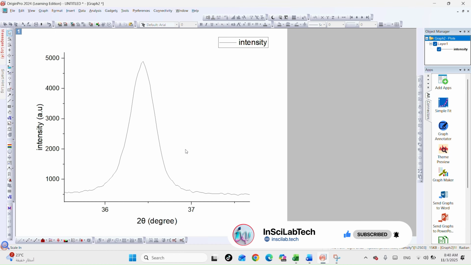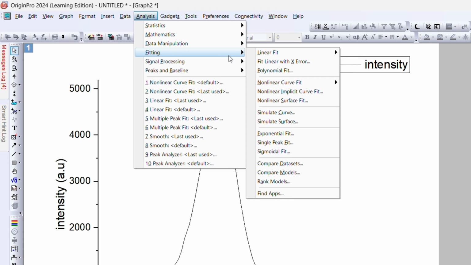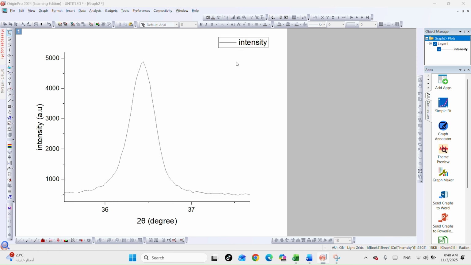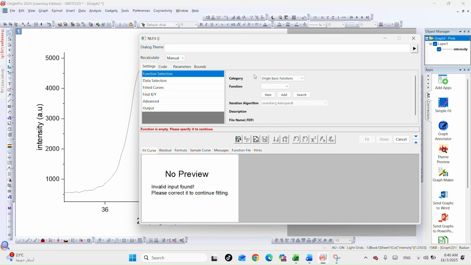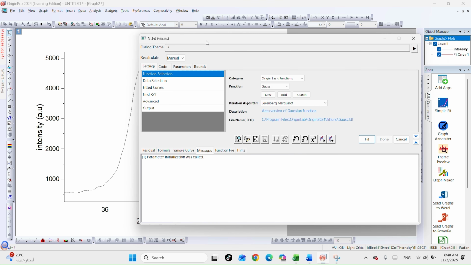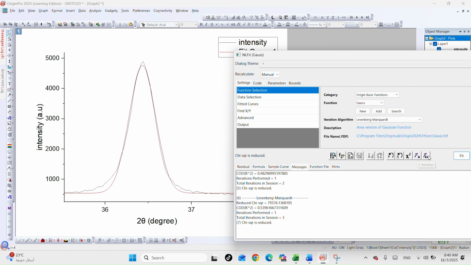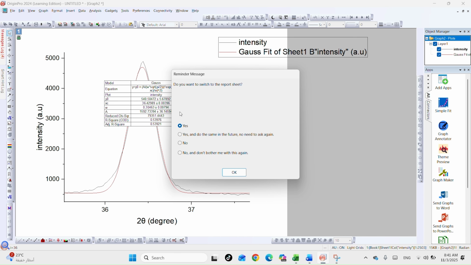Now to find the full width at half maximum of this peak, we go to Analysis, Fitting, Nonlinear Curve Fit, then Open Dialog. Our category is Origin Basic Functions, and for the function we will choose Gaussian. Here, as we see, now we are going to fit it. Fit again, and fit until converged. Then okay.